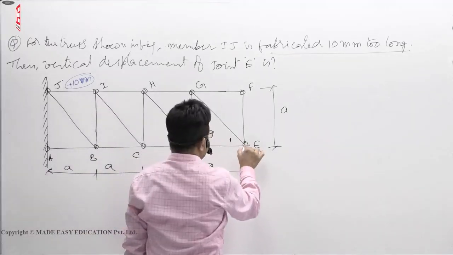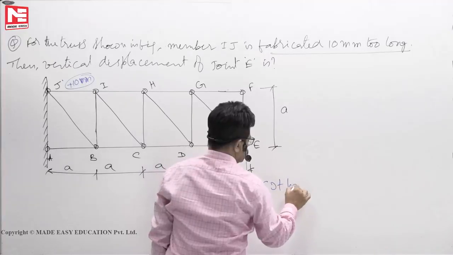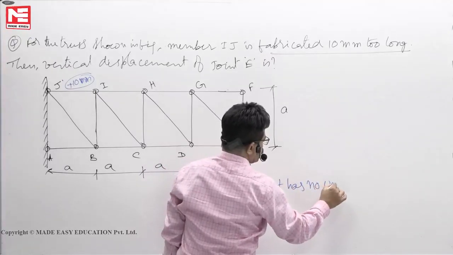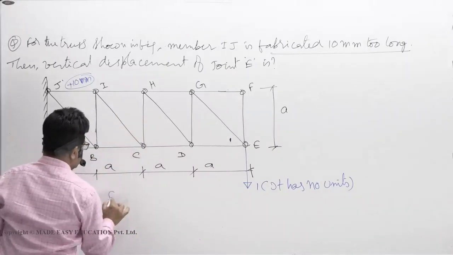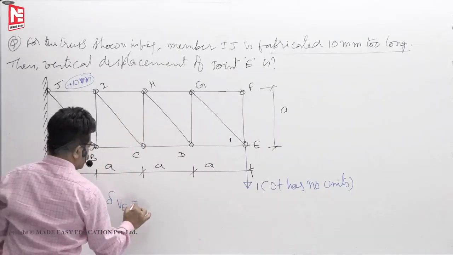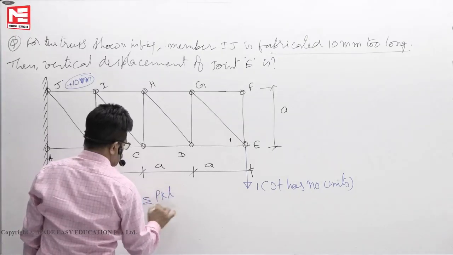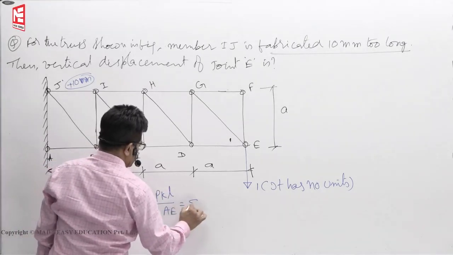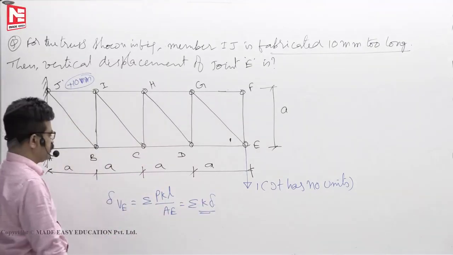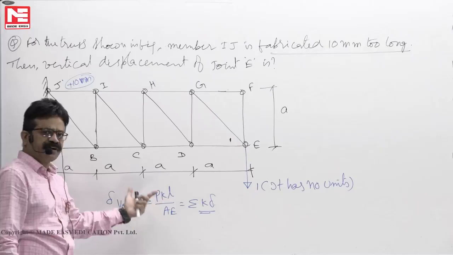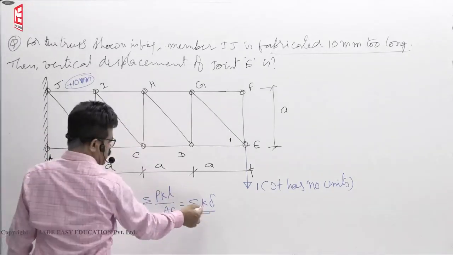Now you can apply one unit load here. 1. It has no units. Now you see, delta vertical displacement of E, then summation of the standard formula, PKL by AE. No forces are there, so K delta. Now delta is due to fabrication error. PL by AE can be there, alpha TL, or fabrication error. K delta. Delta is known to us.